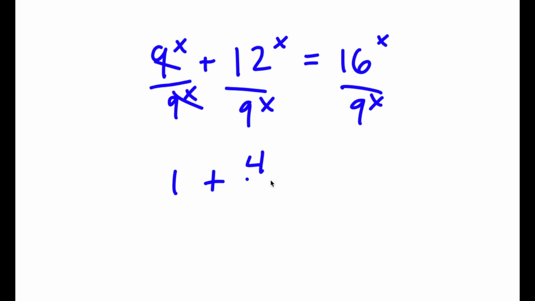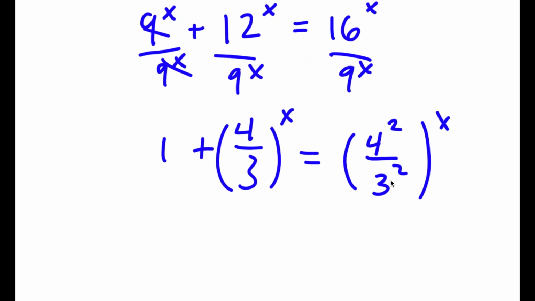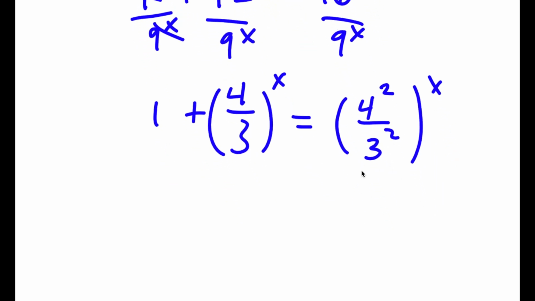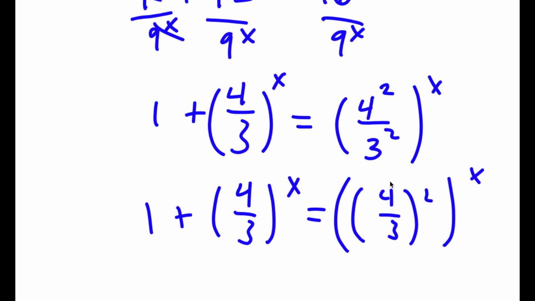which simplifies to 4 over 3 to the power of x. And 16 over 9, which simplifies to 4 squared over 3 squared to the power of x. Now, this is the same thing as 1 plus 4 over 3 to the power of x is equal to 4 over 3 squared to the power of x.